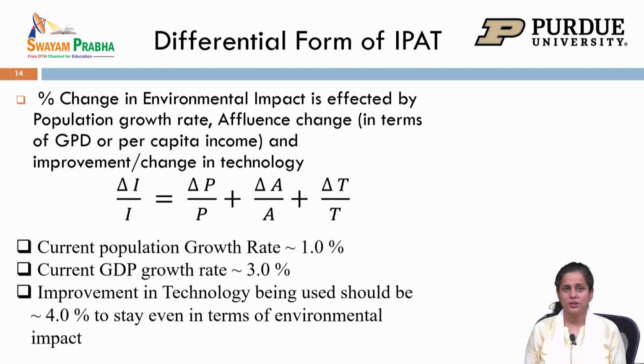Our current population growth rate is about 1%, and our current GDP growth rate is about 3%, which means that if we have to even just maintain the impact, not increase the impact on the environment, we will need to make at least a 4% decrease in the environmental impact. So you see that this equation tells how different pillars contribute to the impact, and how much improvement in one aspect you need to make to reduce the overall impact on the system.